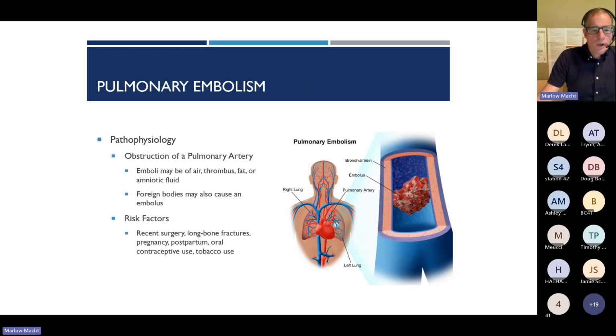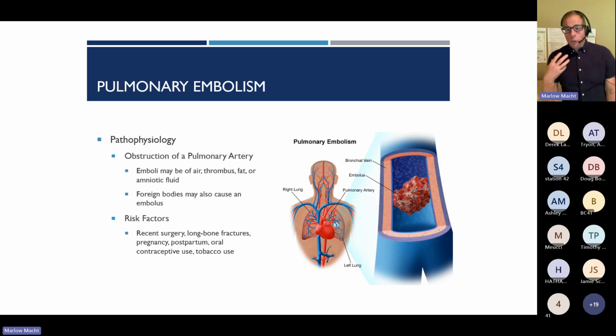Okay. Moving on to pulmonary embolism. This occurs when a pulmonary artery is obstructed. It's most commonly from a thrombus. Occasionally, you can see a fat embolism, especially post-trauma, or amniotic fluid post-delivery. Patients who inject IV drugs can also get pulmonary emboli from vegetations from the heart getting stuck in the lungs.